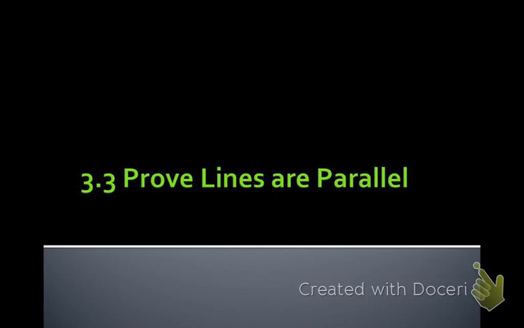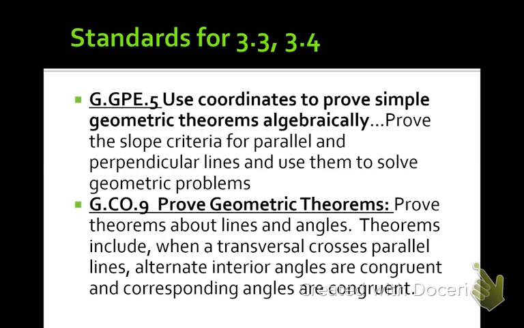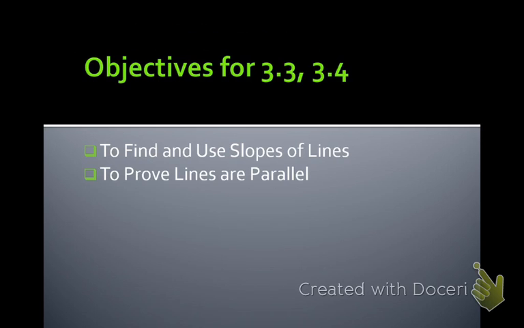Those are the standards we're going to hit. They're there for you. So the whole point today, we're going to try to find and use slopes of lines. That's one way that we're going to tell if two lines are parallel or perpendicular. We're also going to talk about using these angle relationships to help us prove that two lines are parallel.